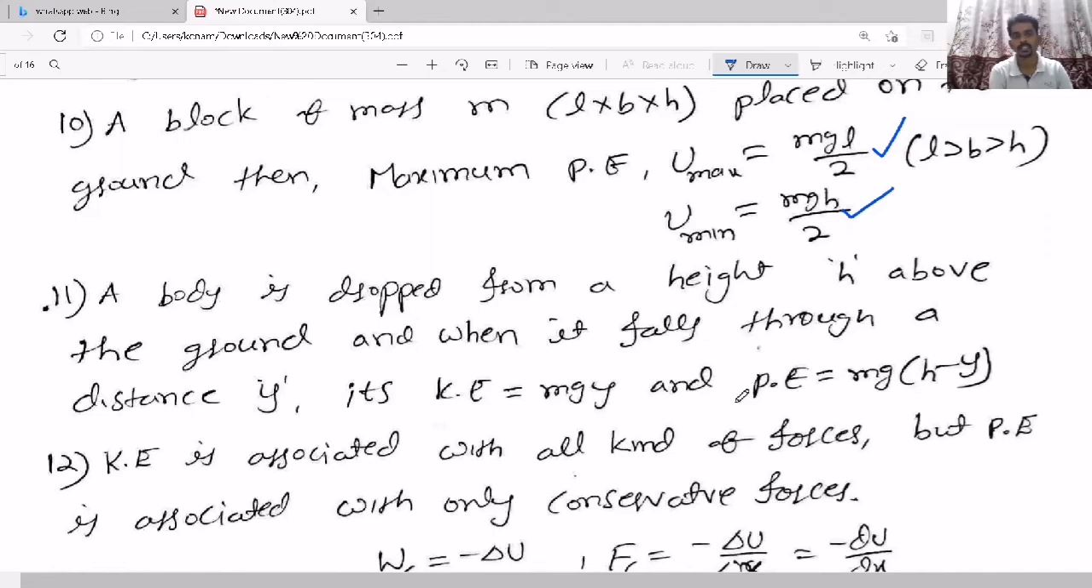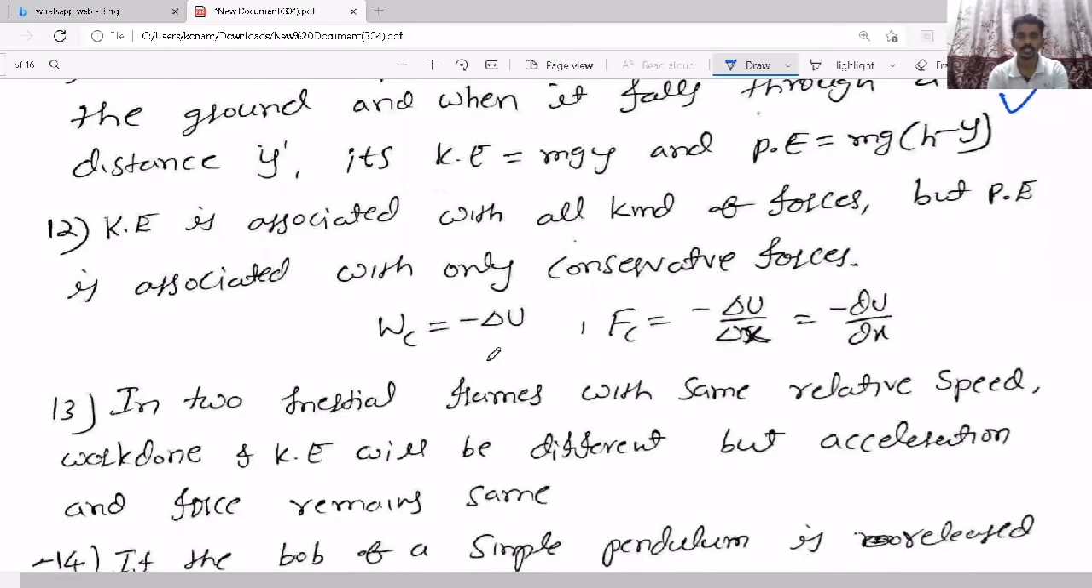Now, a body is dropped from a height h above the ground, and when it falls through a distance y, its kinetic energy is mgy. So it is just like conservation of mechanical energy. You need to apply what is the initial potential energy, what is the initial kinetic energy. Similarly, what is the final potential energy, what is the final kinetic energy, so that the sum of kinetic energy and potential energy remains constant. So please just try to understand the question.